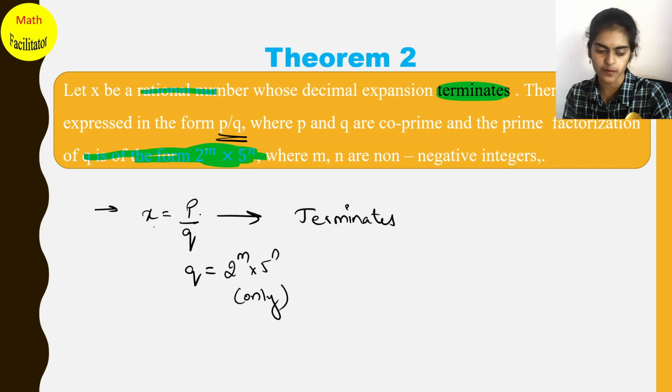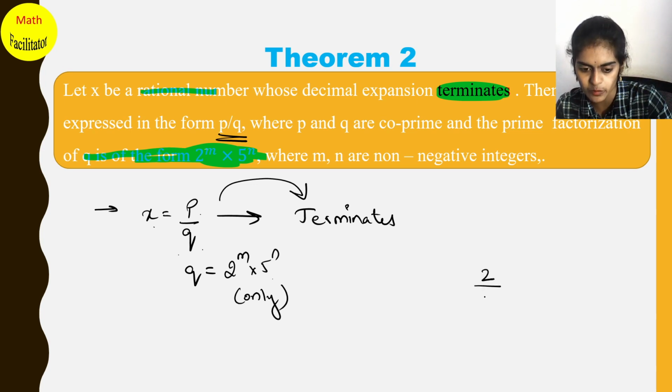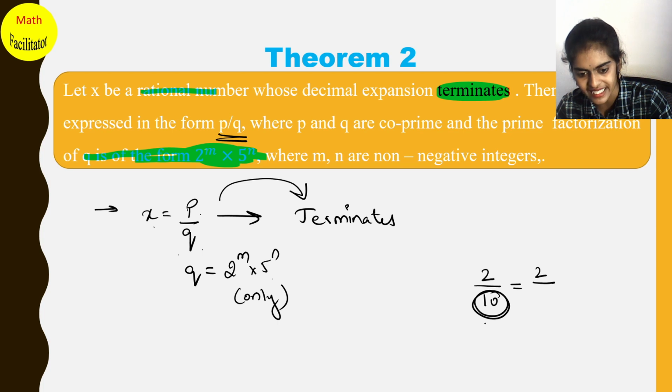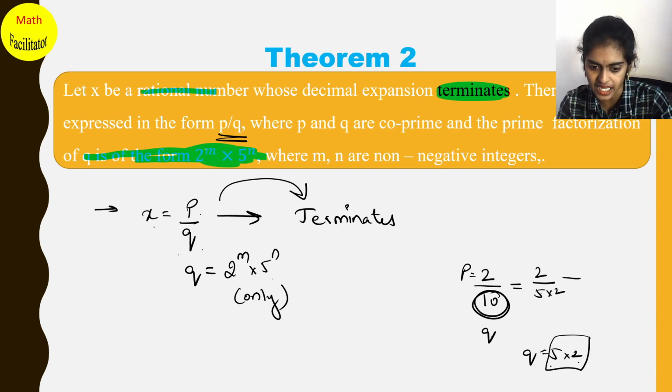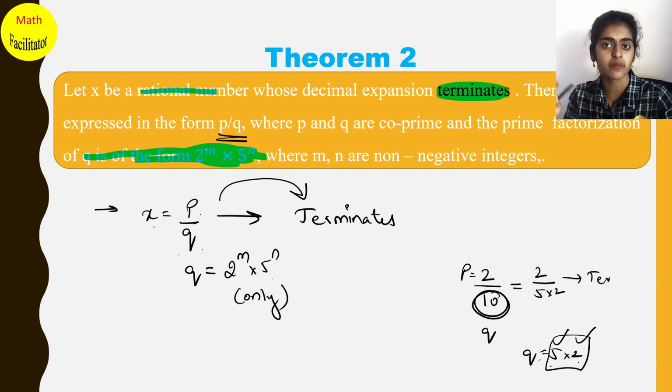If X is a rational number, expressed in the form of P by Q, and it has a terminating decimal expansion, then the denominator can be expressed as 2 power n, 5 power m. That means only 2 and 5 will be in the prime factorization of Q. For example, take 2 by 10, which is a terminating decimal, you can check it. Here 2 is P and 10 is the denominator Q. So I can express Q as 5 into 2. So this became a terminating decimal. Clear? If you can write the denominator in terms of 5 and 2s, then it is a terminating decimal. If you have any other number other than 5 and 2, it will be non-terminating. That is the next theorem.